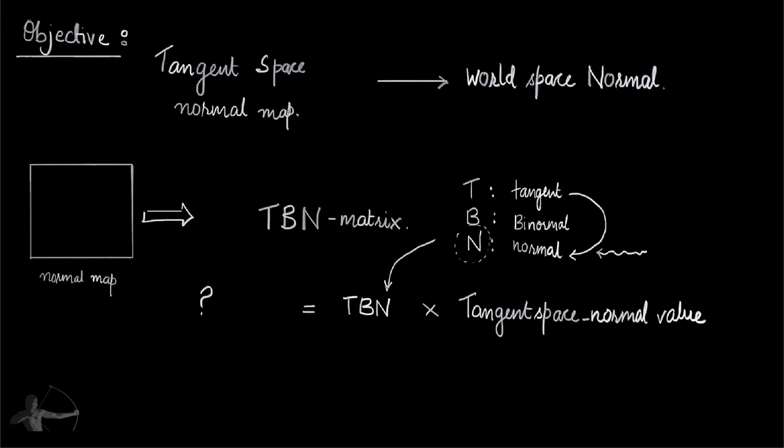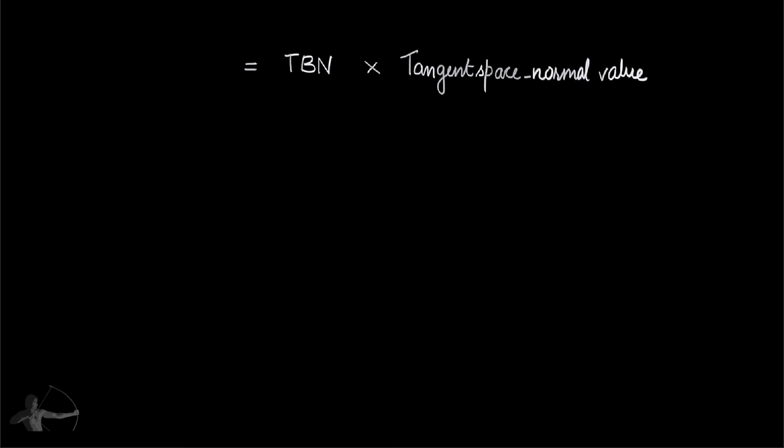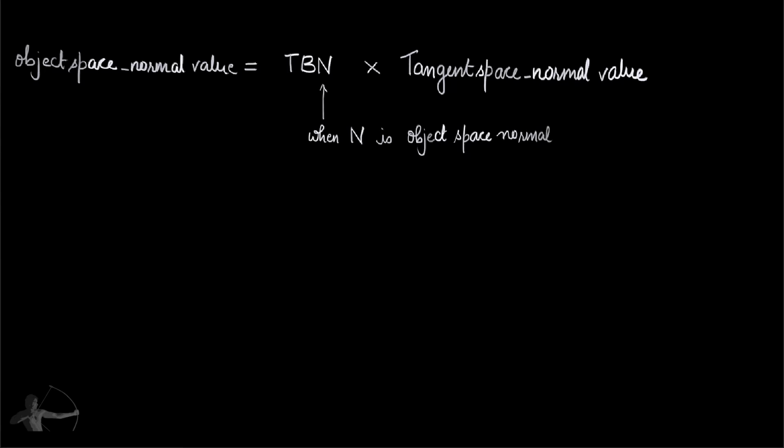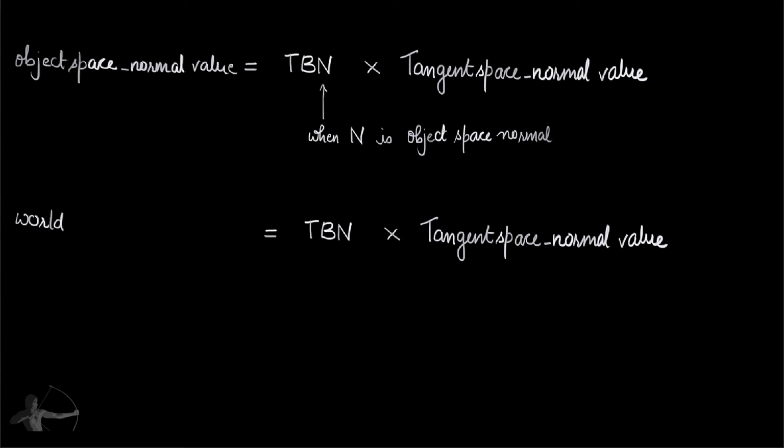If the TBN matrix consists of the world space normal, then the result of this equation will be the world space normal value. So the result of this equation will be the object space normal value when this normal in the TBN matrix is the object space normal. And the result of this equation will be the world space normal value when this n is the world space normal.